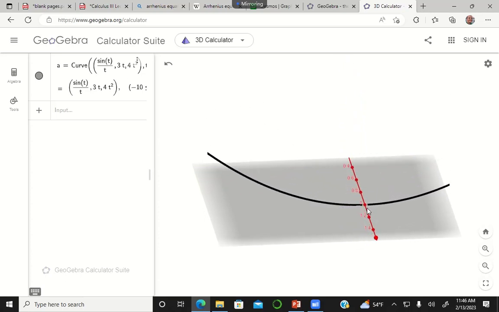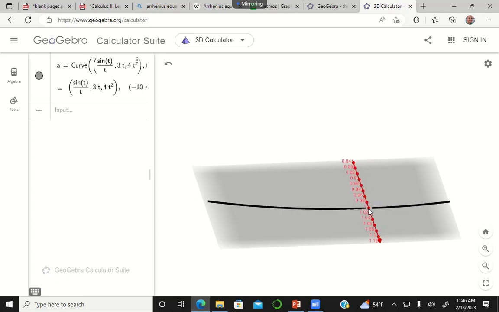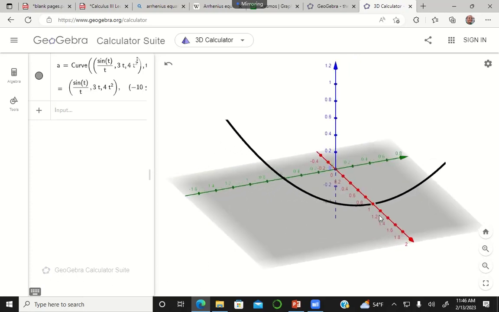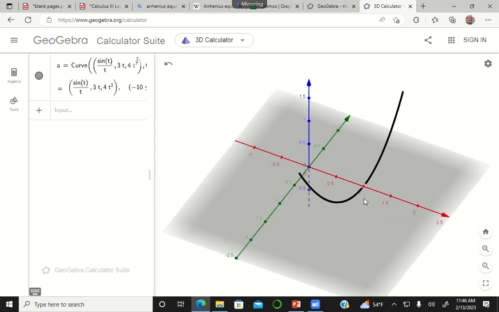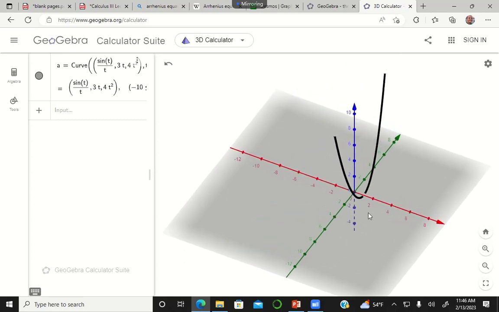So technically the curve doesn't exist right there, but we could remove that discontinuity just by filling it in, right? Just by arbitrarily saying that when t is 0, then the x value is 1. And then we could just fill in the curve right there. So that does have a limit at that point, at that value of t. Okay.